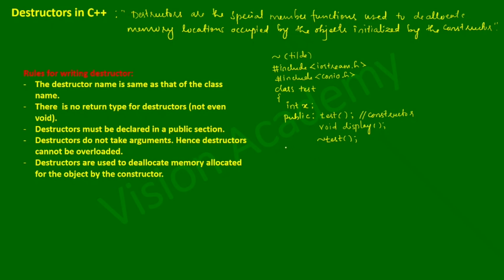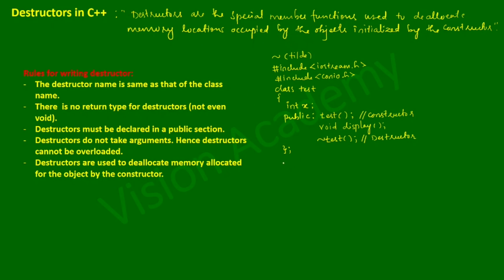Now we are going to go for closing this class definition by putting semicolon. So this indicates it's a termination point of the class definition. So here you can see we have declared constructor and user defined function and the destructor. Now it's time to define them outside the class definition using scope resolution operator.